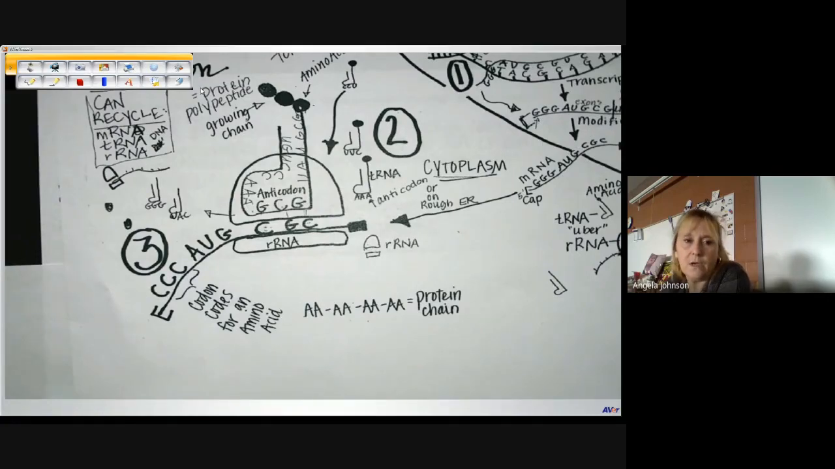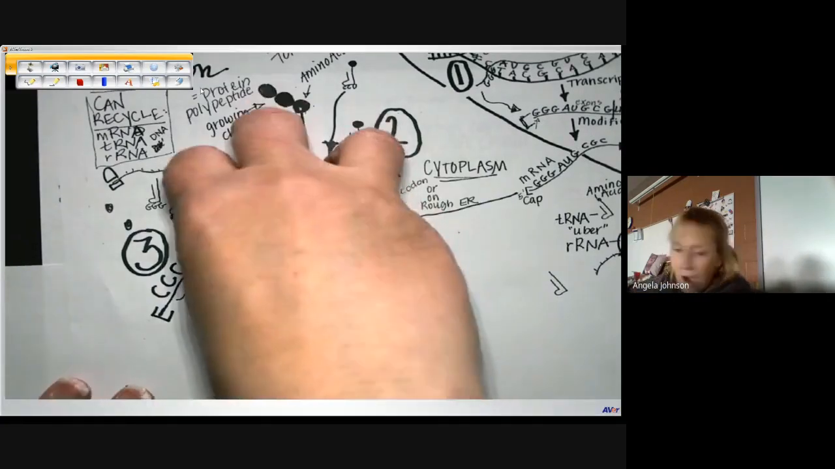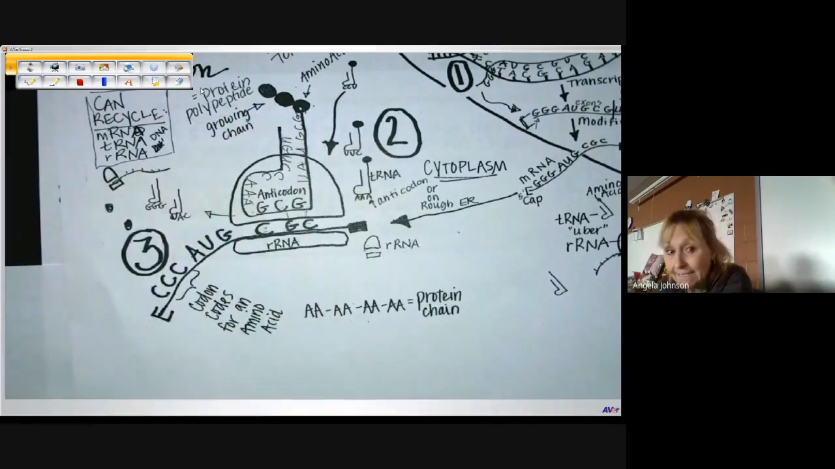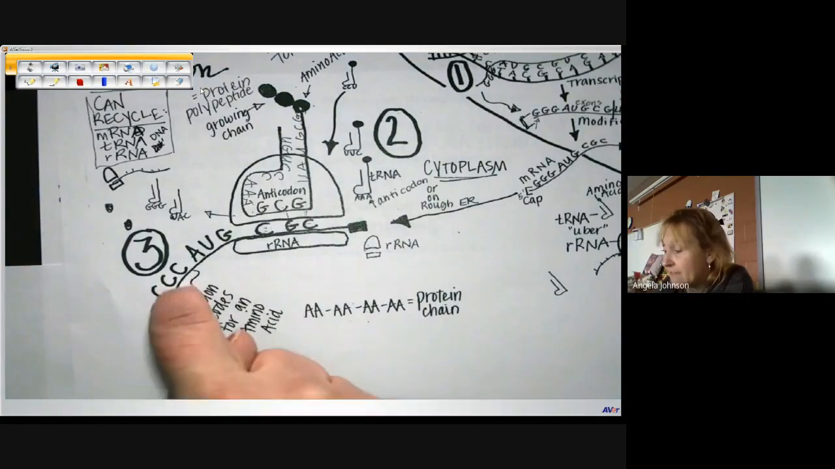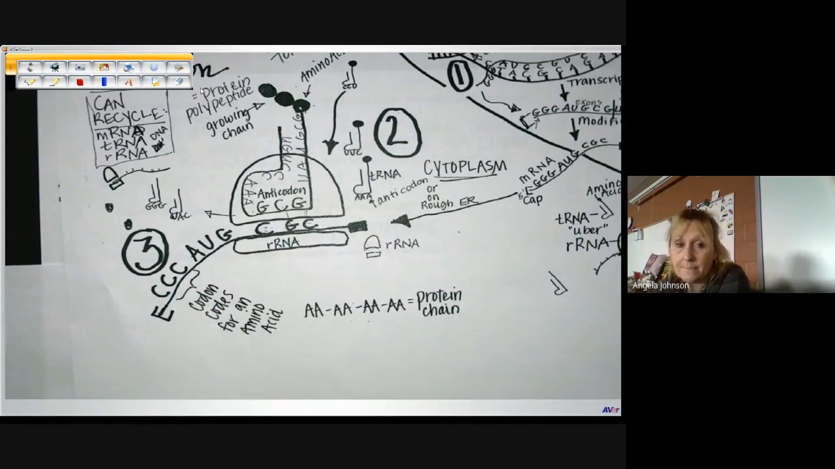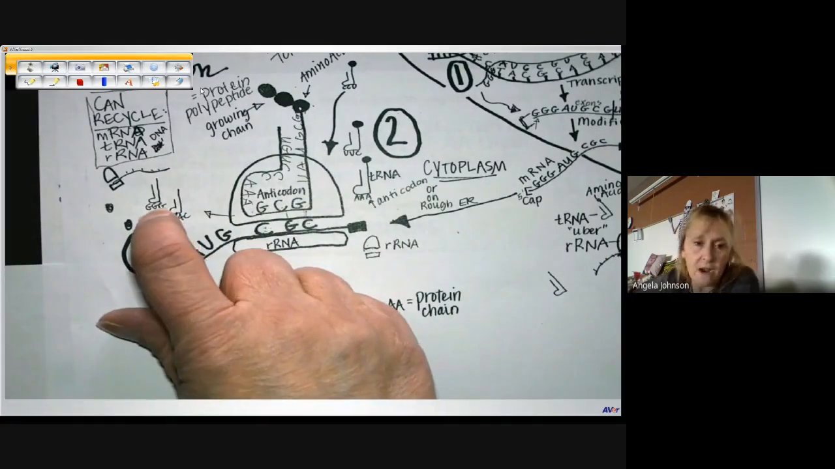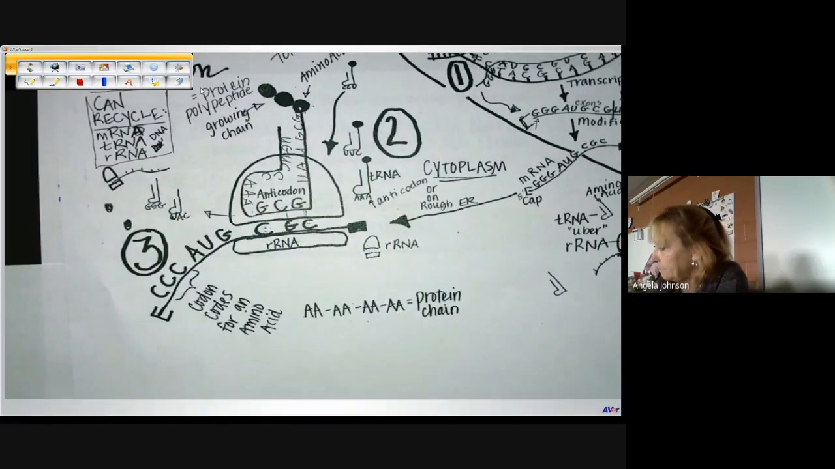It's a protein now. This ribosome can be reused. The bases can't be reused because now they've attached here. The bases on the tRNA are still there, and that tells it what amino acid it can pick up. But a lot of the stuff can just be reused.